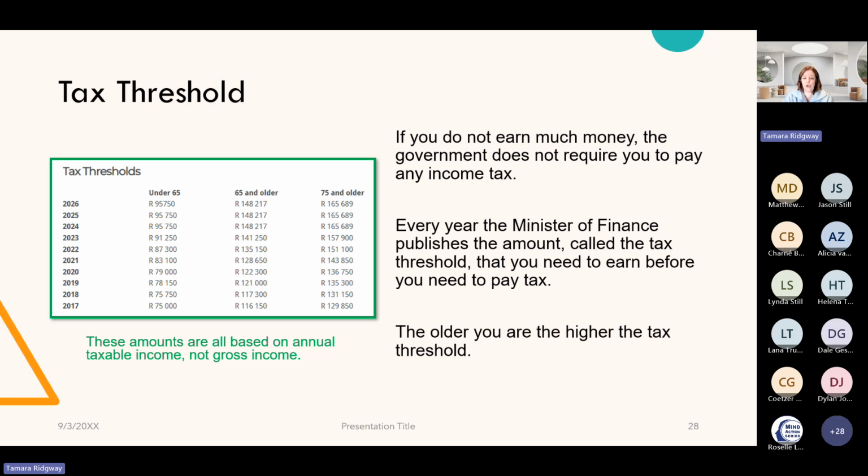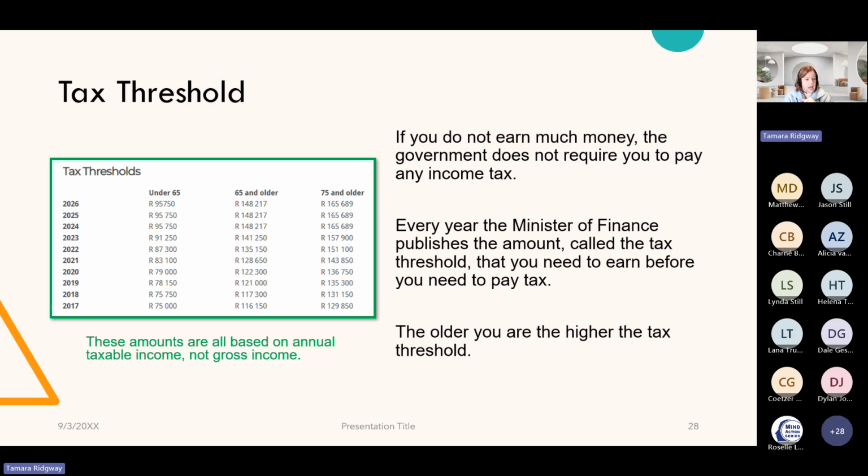Well, if you do not earn much money, the government does not require you to pay any income tax. That's good, okay? Every year, the Minister of Finance publishes the amount called the tax threshold that you need to earn before you need to pay tax. The older you are, the higher your tax threshold.